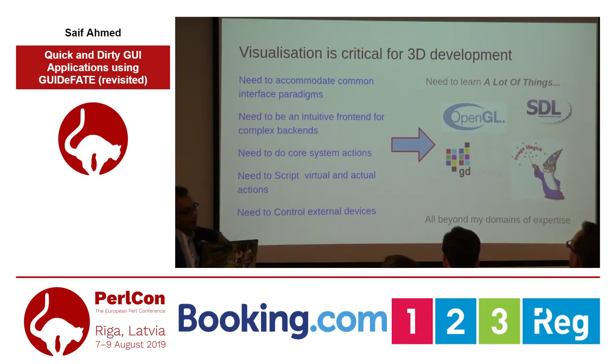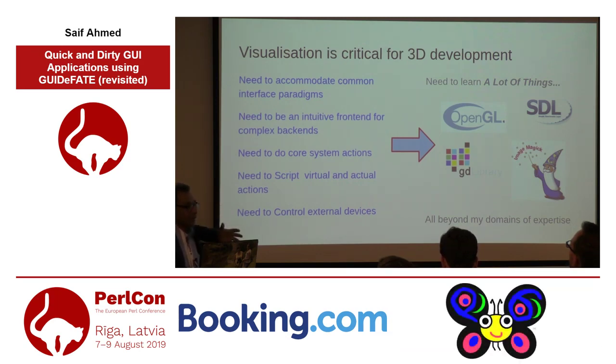A window application, or an application on a desktop. The back end may be complicated, and that interface has to interact with a different back end. It needs to be able to do core system actions, because it needs to interact with the printer through a USB interface or whatever it is. It might need to do all these things.